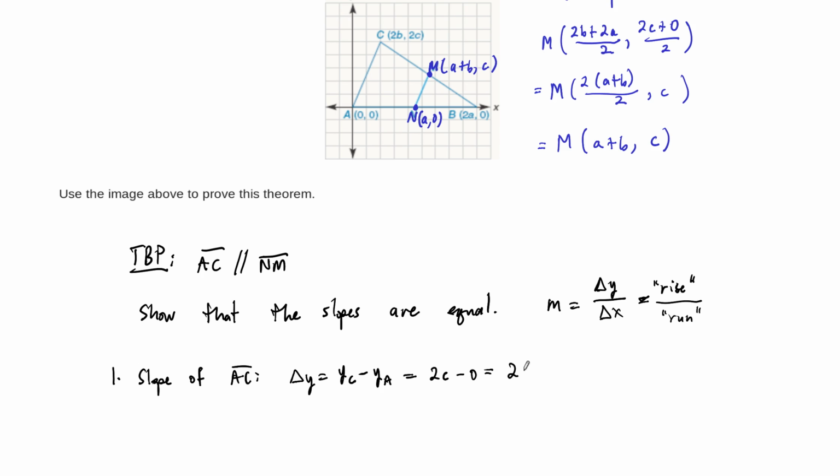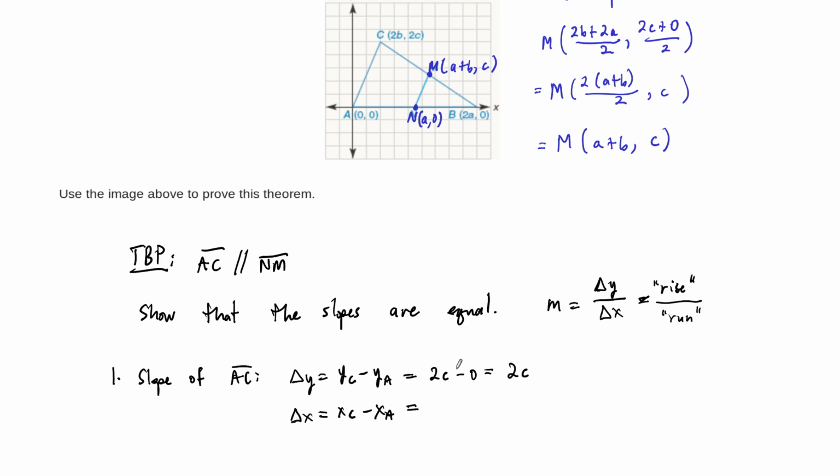And so the change in y for line AC is 2 times c. Right? We need to do the same with x. So delta x is going to be x_C minus x_A. Now, these have to be in the same order. So if you chose to do A minus C, you have to do A minus C down here. If not, you just keep going.